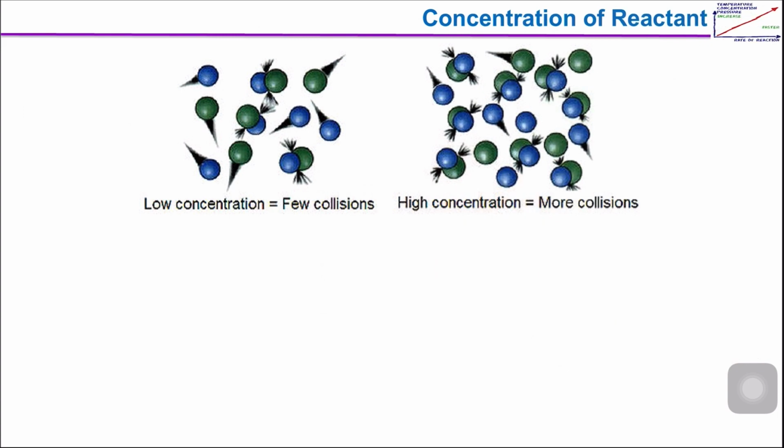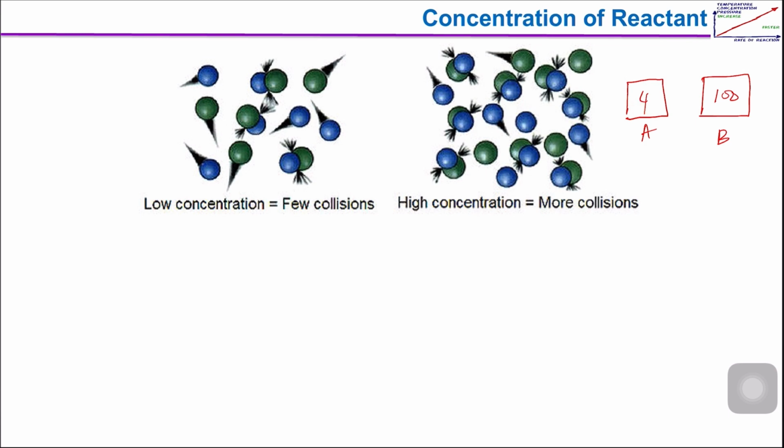So for concentration, contoh yang mudah untuk kita nampak, let's say saya ada room A and room B. In room A, we have 4 people. In room B, we have 100 people. So which one will have a high tendency to get more collision? Of course, room B. Sebab ramai orang dekat dalam satu bilik yang saiznya sama berbanding dengan room A.